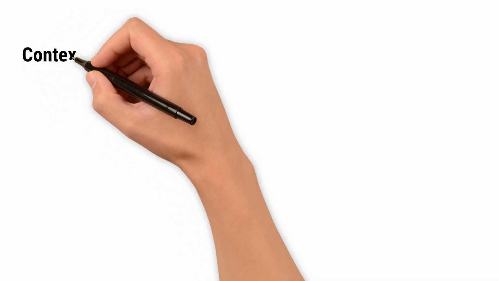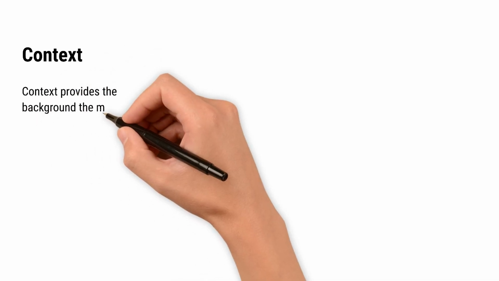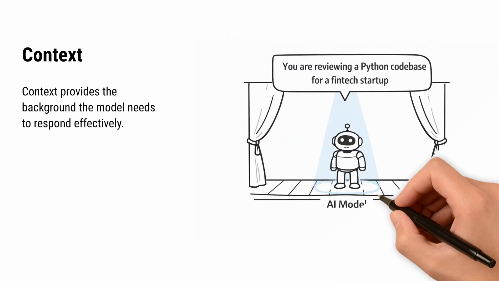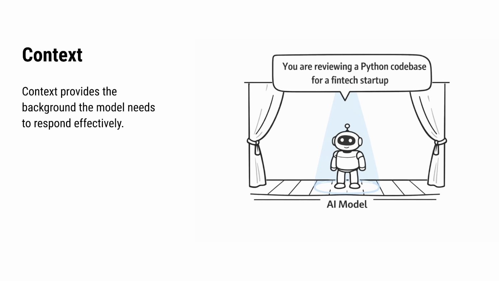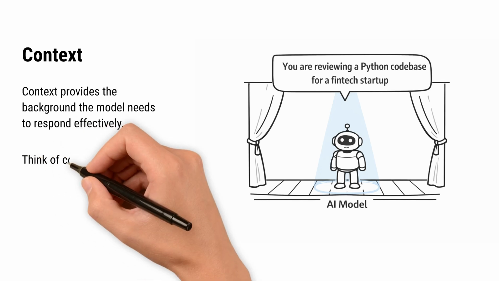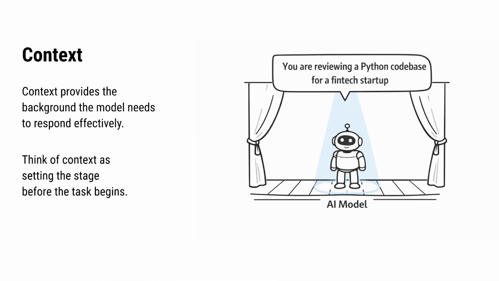Context provides the background the model needs to respond effectively. It tells the model what role it should take and what situation it is operating in. For example, you might say, "You are reviewing a Python codebase for a fintech startup." This immediately changes how the model thinks. It shifts from general responses to a more specialized and relevant perspective. Think of context as setting the stage before the task begins.